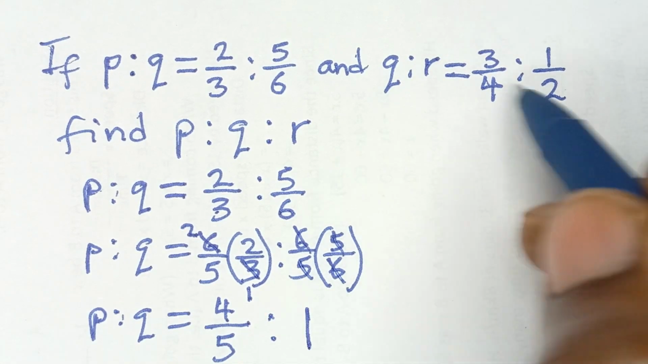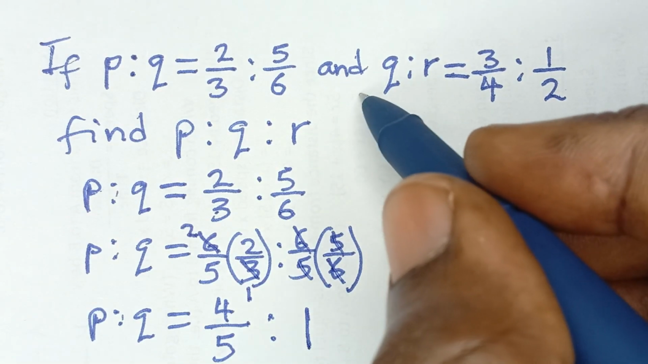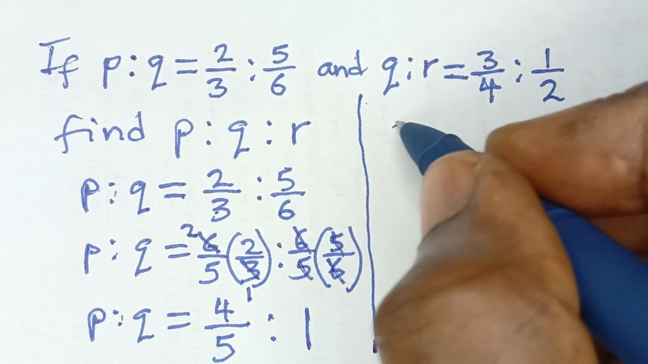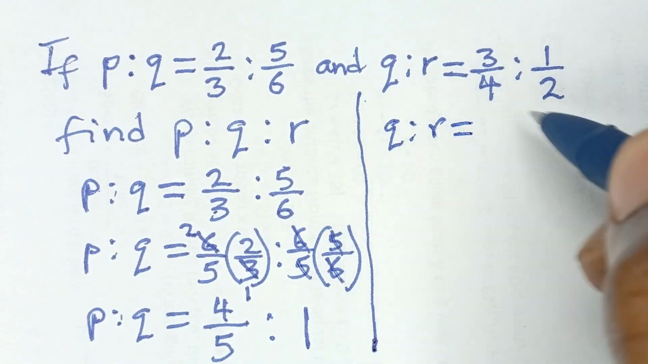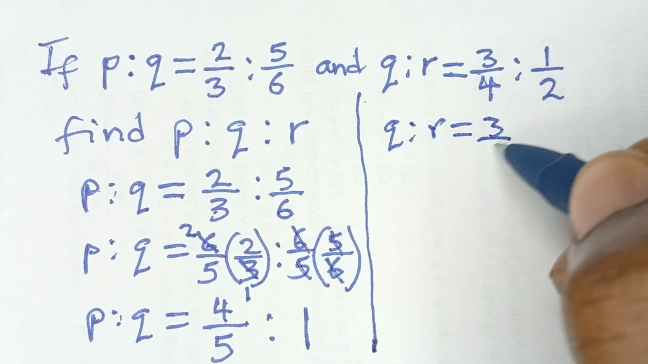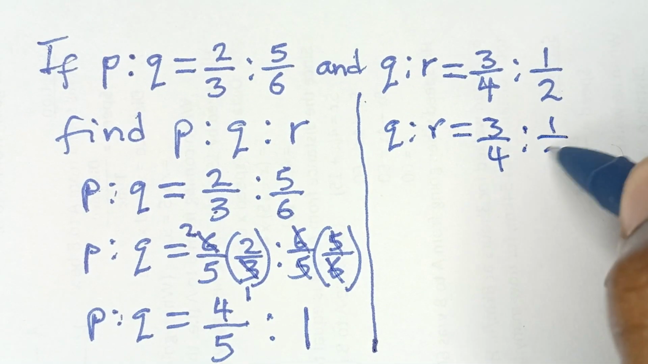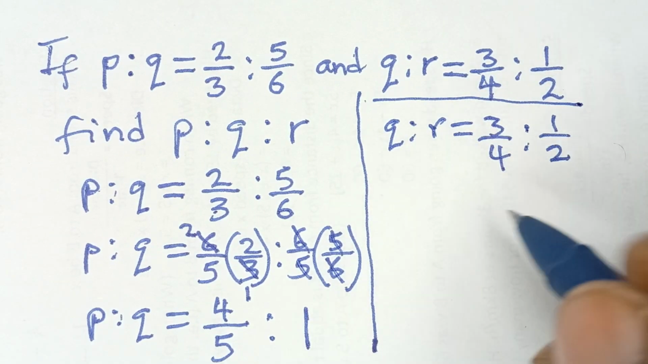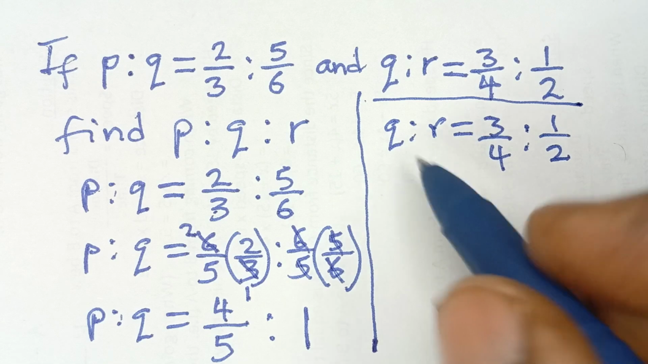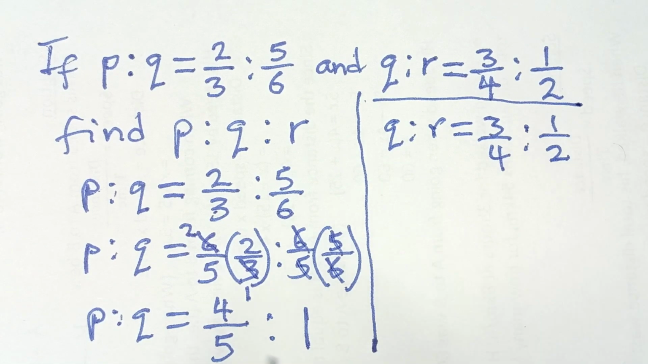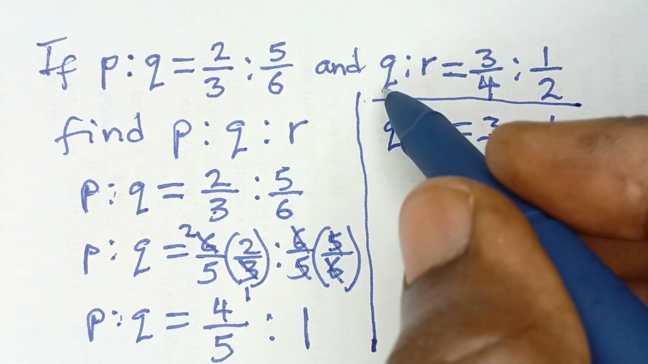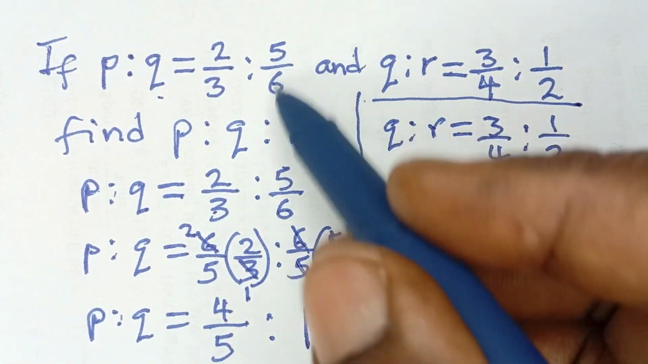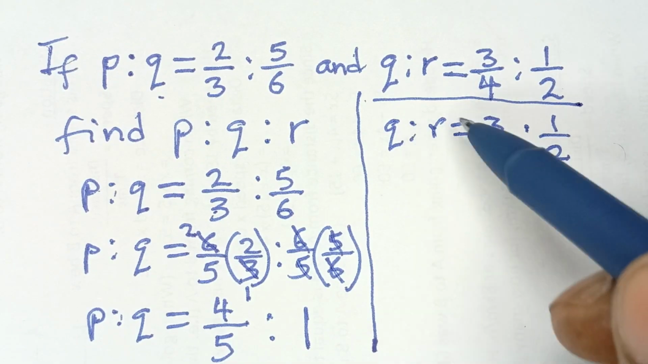Now, taking the other ratio, the second ratio now, don't forget again, let me draw a line here to differentiate them. Don't forget that this Q ratio R is equal to 3/4 ratio 1/2. This is the question, and this is the solution, the beginning of the solution with this part. So I want to also make Q here to be 1, because I've made Q on this part to be 1. Don't forget, Q is the letter that is common to both ratios. So I've made it here to be 1, so I'm also going to make it here to be 1.